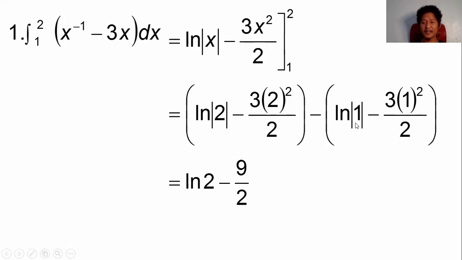Now, when we simplify this, ln 1 is 0. This will just be negative 3 times 1 over 2, so negative 3 halves. So negative 3 halves times negative, so this becomes positive 3 halves. And then ito naman, ito ay 3 times 4 over 2, so this will be 6. So negative 6 minus 3 halves. So when you subtract that, it will be negative 9 over 2. ln 2 is just itself, ln of 2.